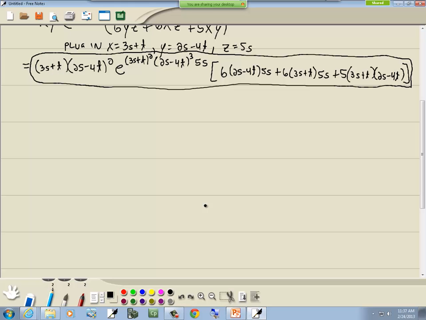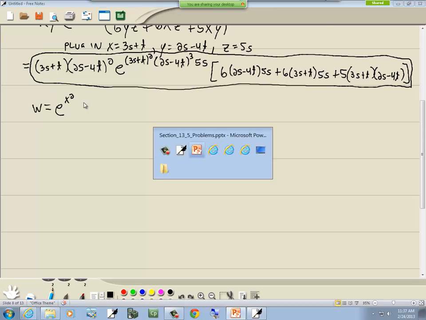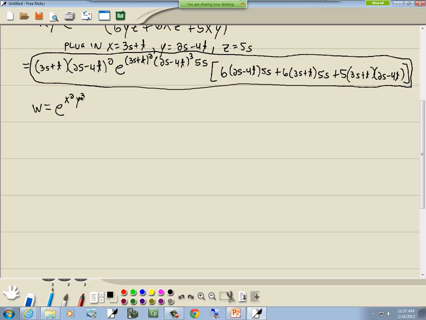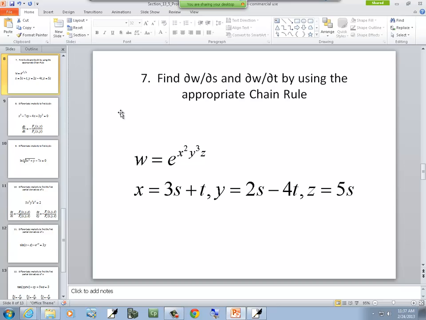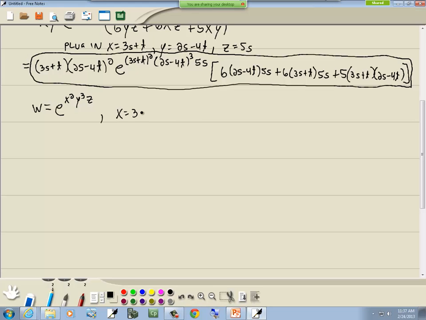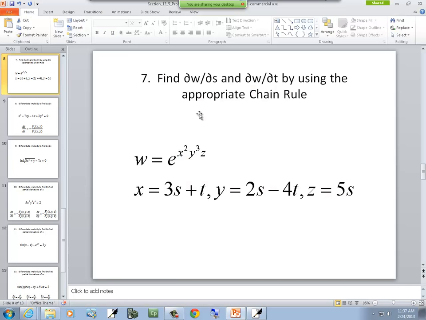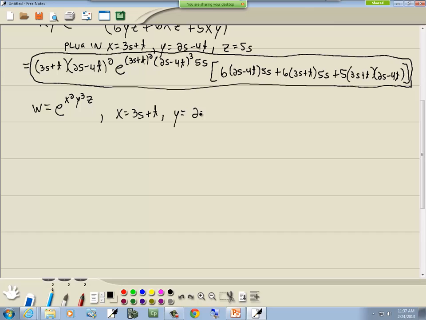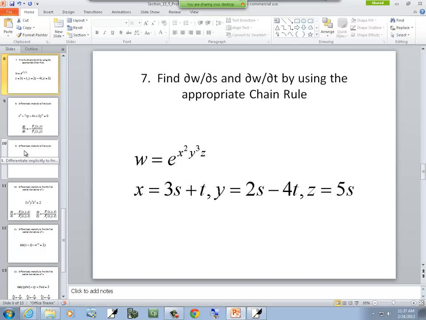Now let's find the other one. Okay, I'm going to write down what we have again. W is equal to e to the x squared y to the third z. X is equal to 3s plus t. Of course, the ones I'll put on the test will be ones that won't be hideous like this. It'll be more like what you see in the homework. Okay, and we want to take the partial of w with respect to t.